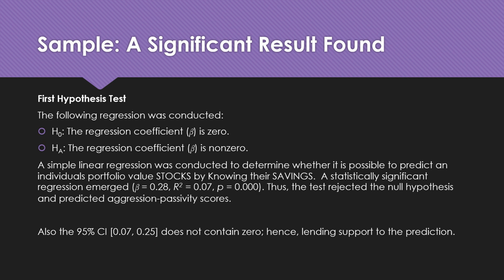A similar scenario occurs with the third example, wherein again we will be accepting the alternate hypothesis simply because P is less than 0.05. And here we're talking about savings and stocks, which logically made sense.